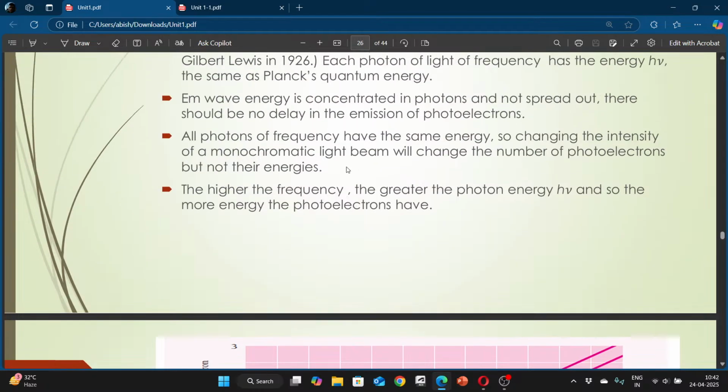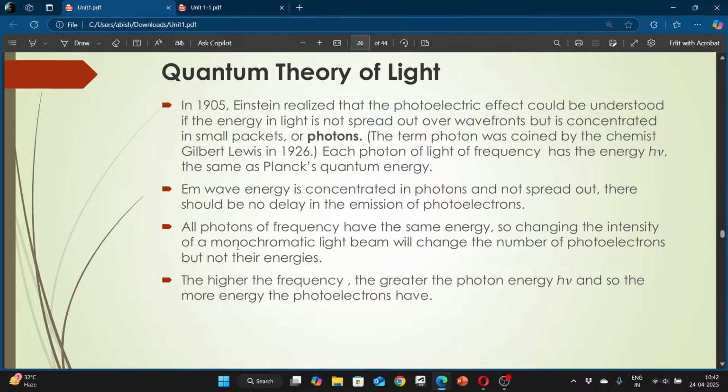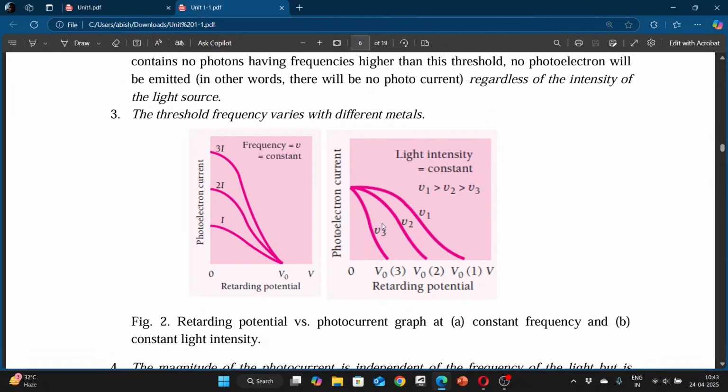This is what conclusion they got out of that. All photons of frequency nu have the same energy. So changing the intensity of a monochromatic light beam will change the number of photoelectrons, but not their energies. As you could see, changing the intensity of light changes the photocurrent, the number of electrons released, but not their individual energies. Everyone's energy will remain the same, but the intensity will just increase the number of particles.